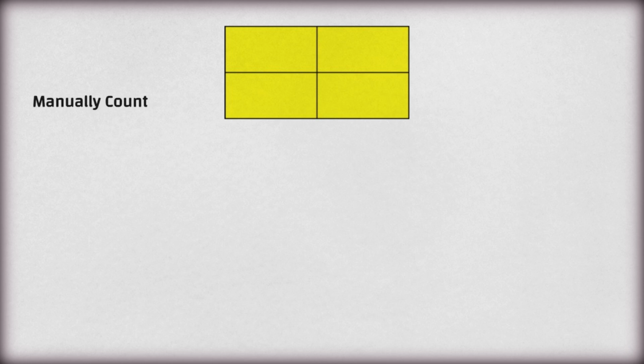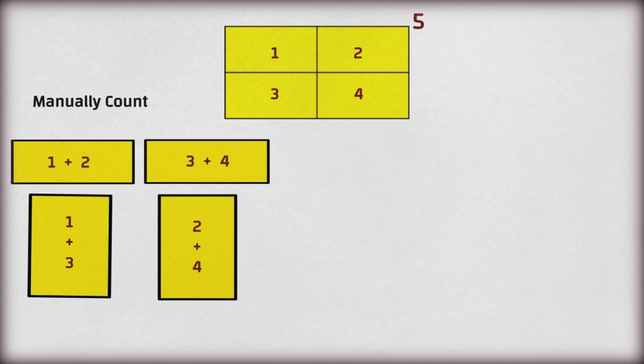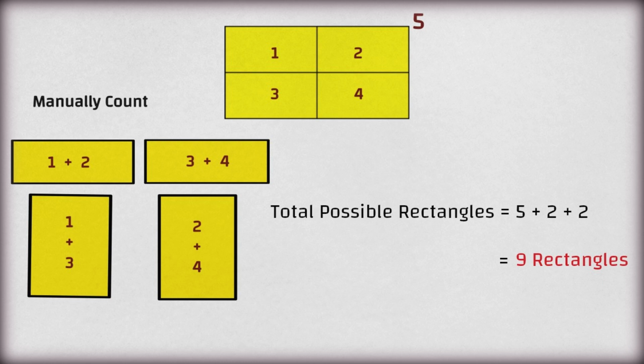So one way is just to manually calculate the total number of possible rectangles in this figure. As we can clearly count, there are minimum 5 possible rectangles in this figure: 4 small ones and 1 the biggest one. Also, if we observe more carefully, there are 2 horizontal rectangles forming by combining first and second, and third and fourth rectangle. Again, if we combine first and third, and second and fourth rectangle, there are 2 more vertical rectangles forming in this figure. So in total, we have 9 possible rectangles in this figure.